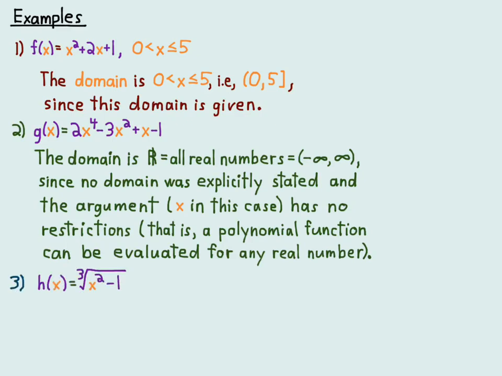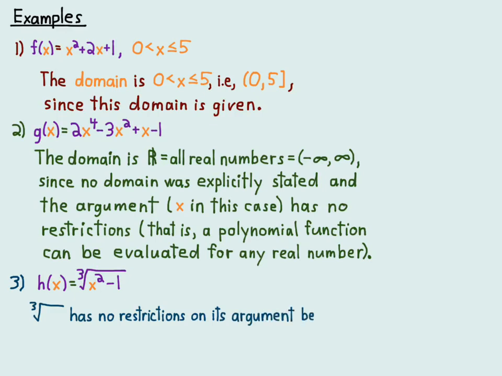Okay, so h of x equals the cube root of x squared minus 1. Well, x squared minus 1 is a polynomial, so there's no restrictions on x from that. The cube root of x squared minus 1 is an odd root, and there's no restrictions on the argument, x squared minus 1, for odd roots. So there's no restrictions on anything, so the answer is all real numbers. So I wrote that out for you here.